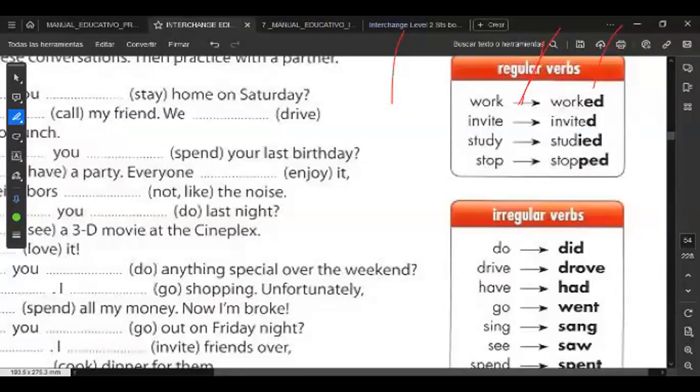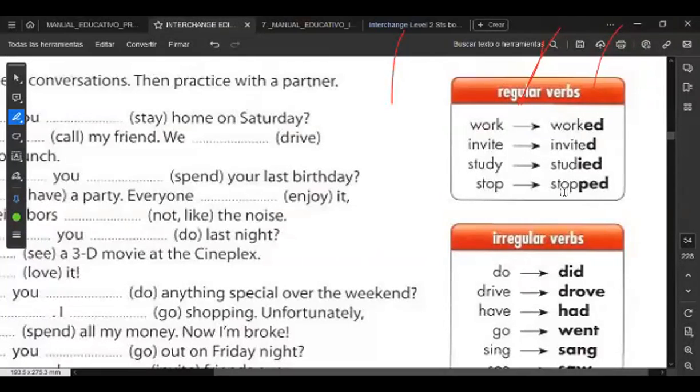So, for the ED pronunciation. Para la pronunciación de la ED, tenemos que esta ED se puede pronunciar de tres maneras. Esto es para los verbos regulares, ¿verdad? For the regular verbs, we have work, worked, invite, invited, study, studied, stop, stopped. Entonces, ¿cómo vamos a saber cuándo se pronuncia de una manera y cuándo se pronuncia de otra? Es lo que les quiero mostrar ahorita.